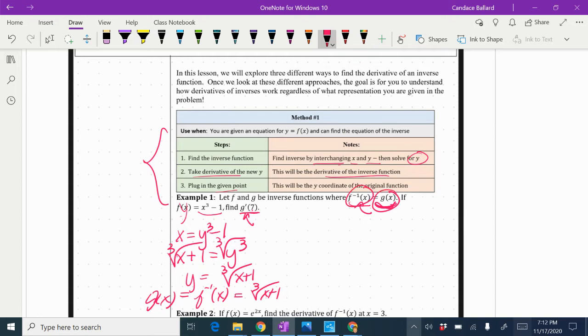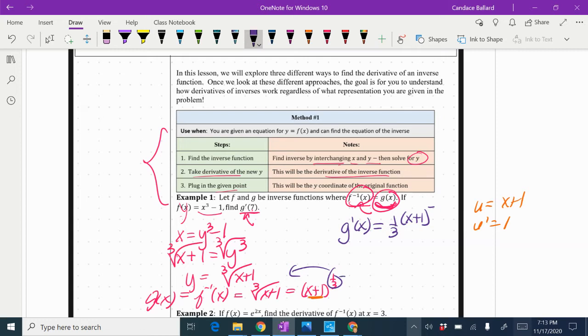Okay. Now I have to take the derivative of that. So I'm going to rewrite it with a fractional exponent. Technically, we have a chain rule, but the u on the inside is x plus 1, so the u prime would just be 1. So it really doesn't matter if I invoke the chain rule on this one, because it would just be multiplying by 1. All right, so let's do the derivative of that inverse. So g prime of x equals, I'm going to bring the 1/3 in front. So 1/3 times x plus 1 to the negative, when I subtract 1 off of it, I get negative 2/3.